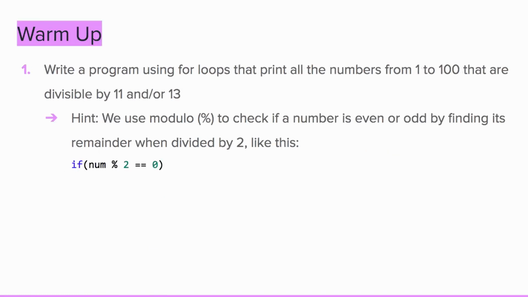For today's lesson, our warm-up problem asks us to write a program using for loops that print all the numbers from 1 to 100 that are divisible by 11 and or 13. For our hint, remember that when we check if a number is even or odd, we find the remainder when divided by 2. Similarly, we can use the modulo to check if the number is divisible by 11 and or 13.